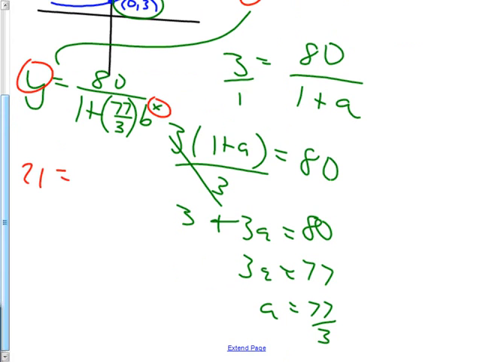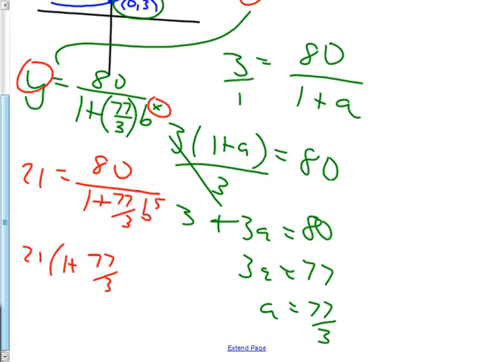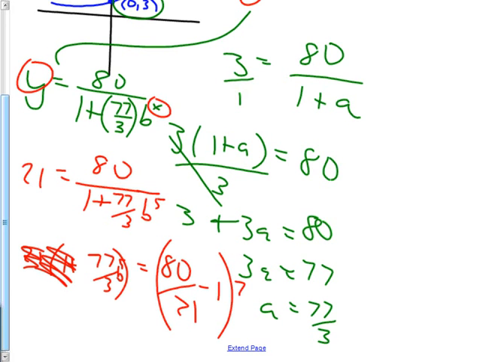So I go 21 equals 80 over 1 plus 77 over 3, b to the 5th. I have to solve all of that. I'm going to do it really fast. I get 21 times 1 plus 77 thirds equals 80. And there's a b to the 5th in there. And then I'm going to divide by the 21. Then I'm going to subtract the 1. Then I'm going to multiply by 3/77. Holy cow, this is a tough one. And then the last step is this whole thing has to be put to the power of 1/5. There won't be anything that ugly on there, but we'll talk more after lunch. Let's talk more after lunch.